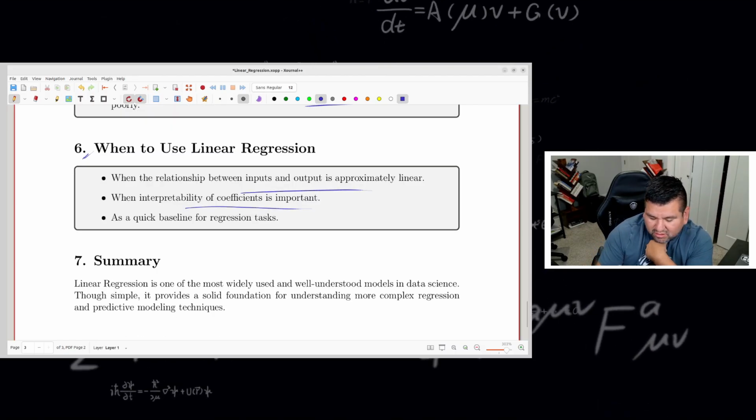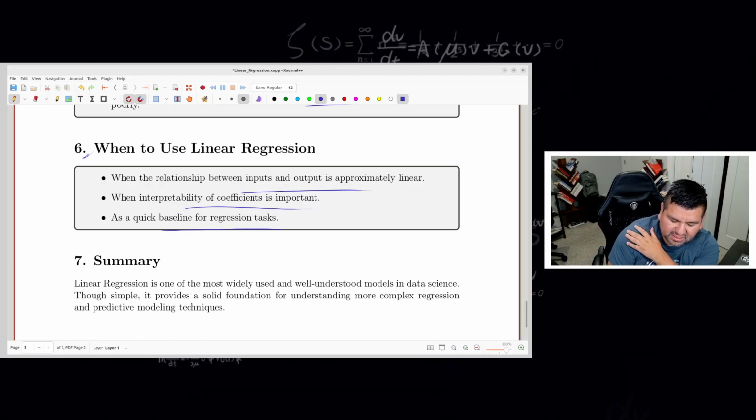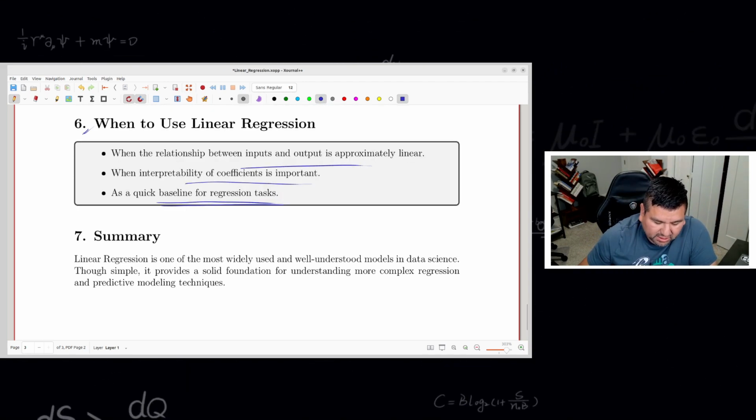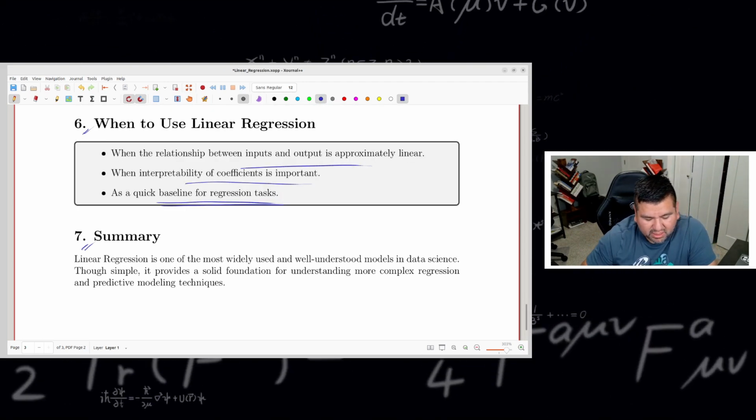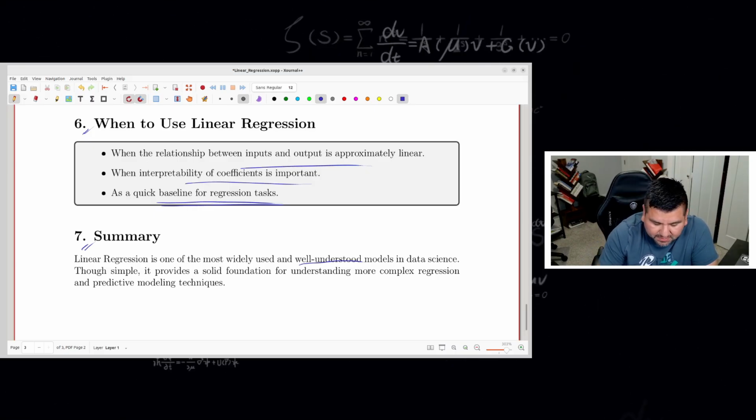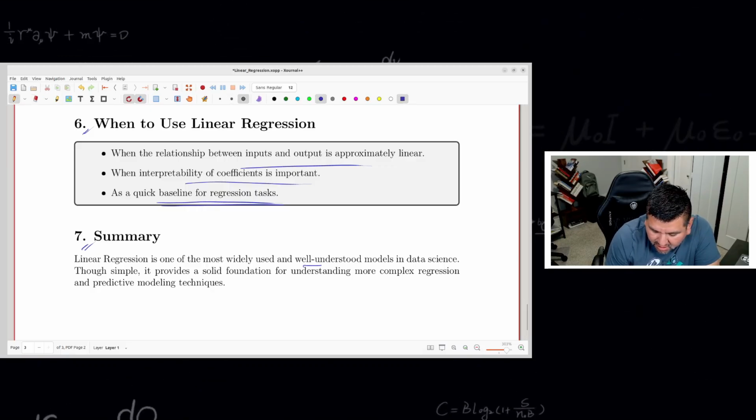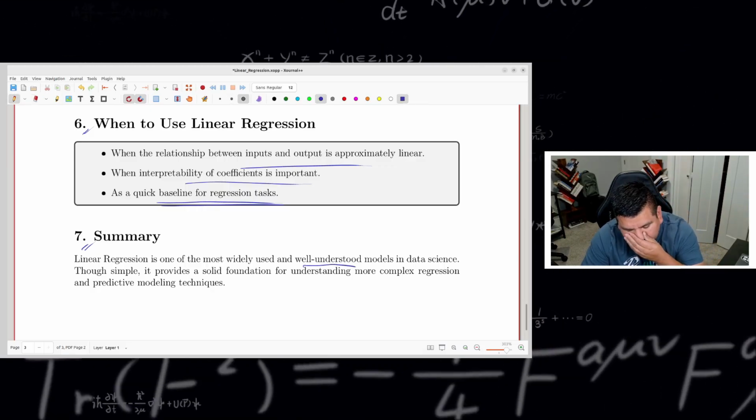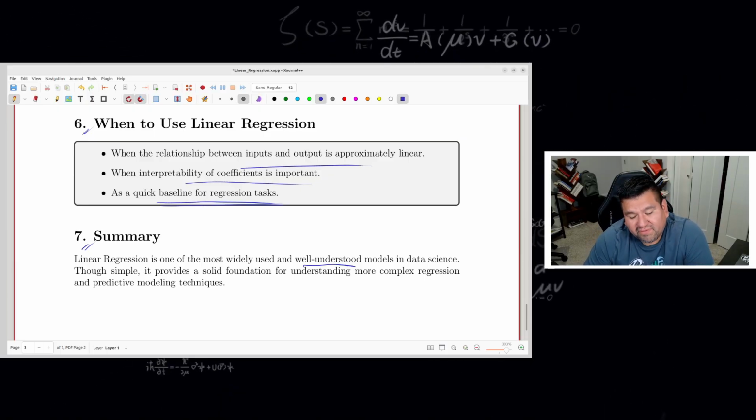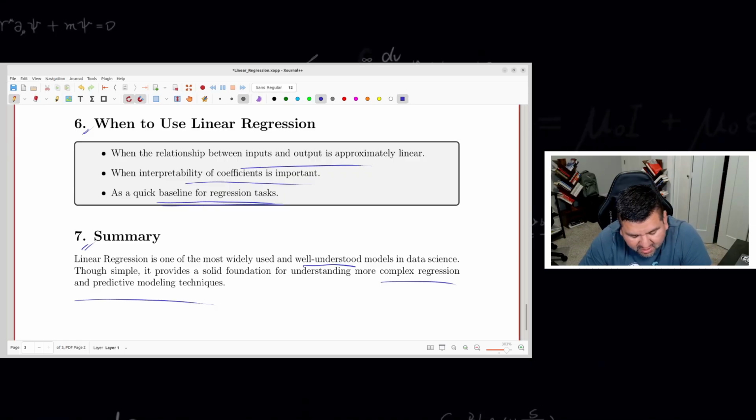Yeah, so then, and also you can use linear regression as a baseline for regression tasks. Okay. All right, so section 7 in summary. Linear regression is one of the most widely used and well understood models in data science. Taught simply, it provides a solid foundation for understanding more complex regression and predictive modeling techniques.